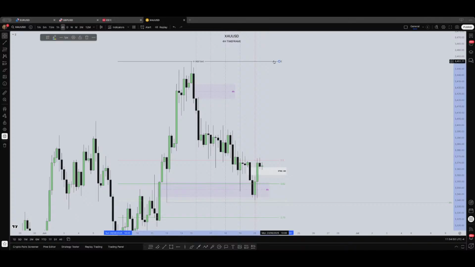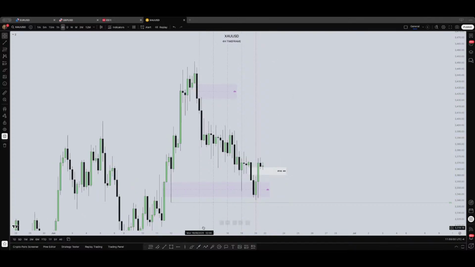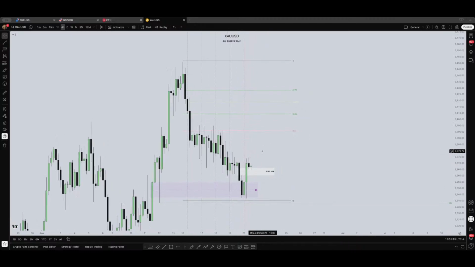Same Fibonacci you can do now like this. You have this 4-hour fair value gap in the optimal trade entry zone. Okay, so some questions more. I think this is a long.